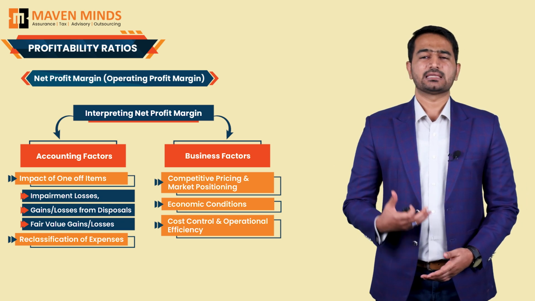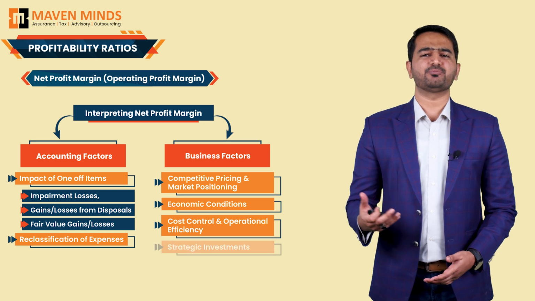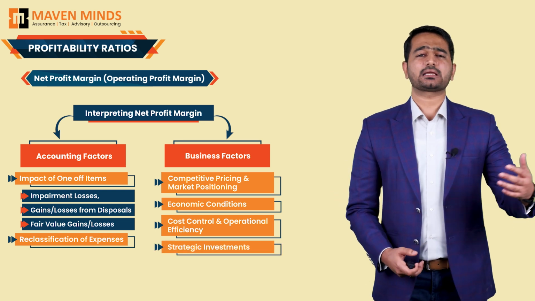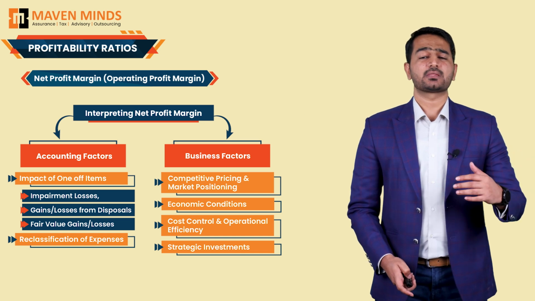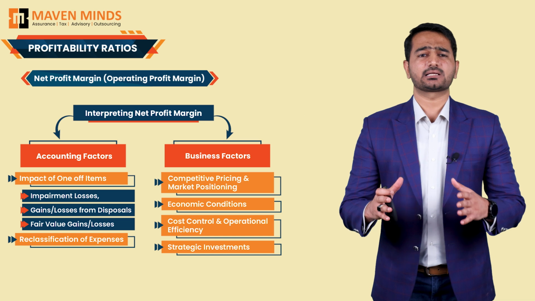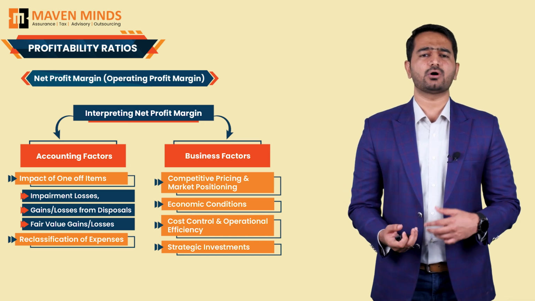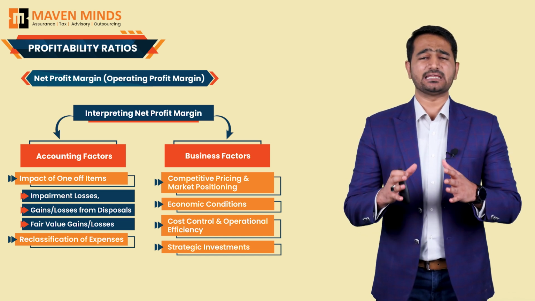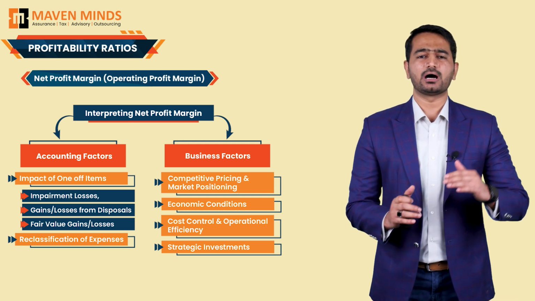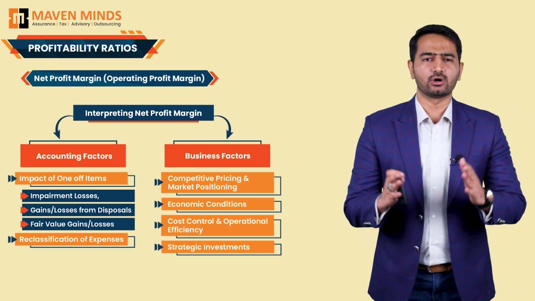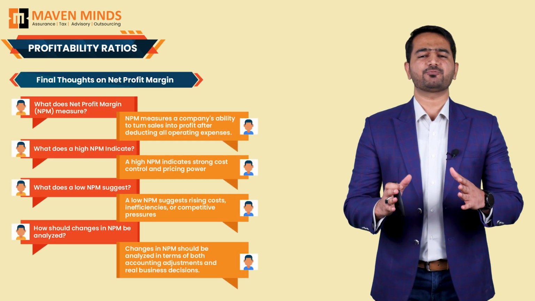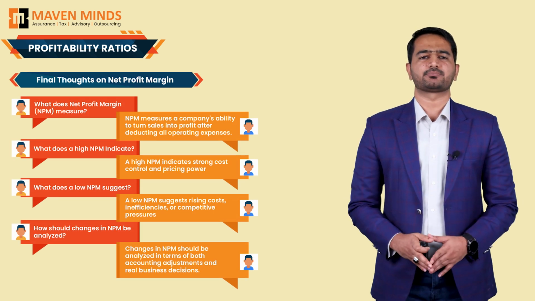On the other hand, strategic decisions like improvement in operational efficiency, reduction in waste, or cutting off unnecessary overheads may improve the net profit margin. It is also possible that the company may invest in new technology or expansion. Now, this will increase the cost and expenses in the short term, but may lead to a higher net profit margin in the long run. Alright, my friends, let's quickly summarize what we have learned about net profit margin.